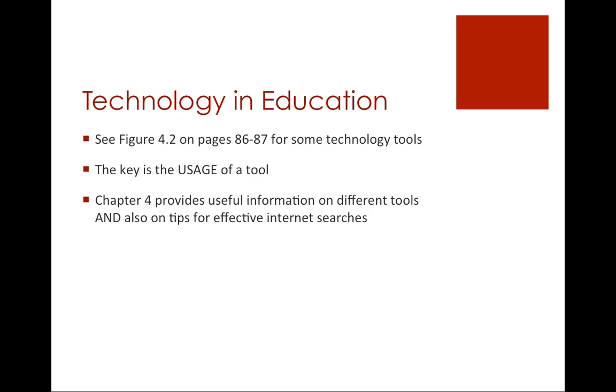So if you look at something like Facebook, you can use Facebook to coordinate group work. You can use Facebook as a substitute for discussion boards. With something like Twitter, you can use Twitter as a way for students to provide instant feedback on a course by creating a hashtag for a particular lecture. So really the usage is the key. And I would encourage you to take a look at Chapter 4 because it does provide some useful information on the different tools and also some tips for effective internet searches. And I'll talk a little bit about navigating that information here in a couple minutes.